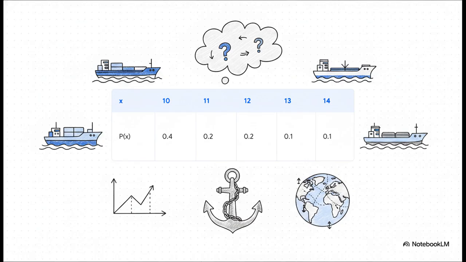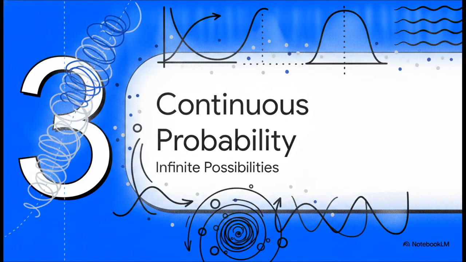What about at least 12 ships? Well, we simply add the probabilities for 12, 13, and 14 together. 0.2 plus 0.1 plus 0.1 equals 0.4. Just by reading the data, we can start to manage the absolute chaos of our supply chain. Moving right along to part 3, continuous, the infinite possibilities.